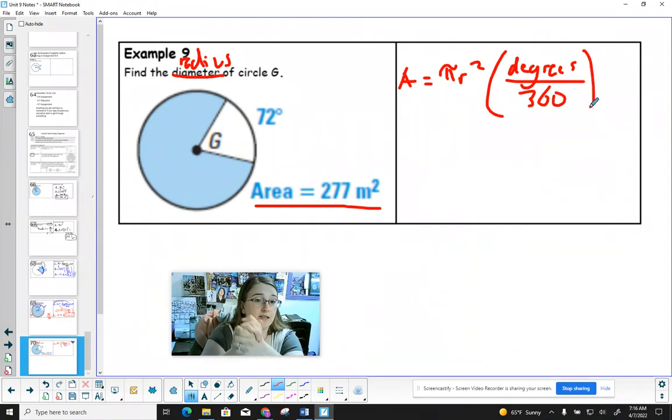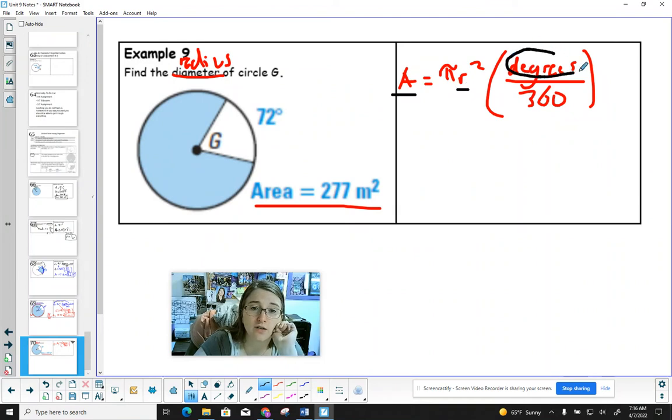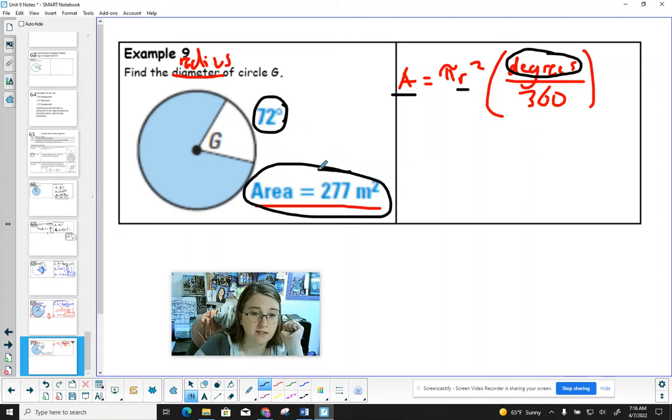So again, we've been practicing this. There's 3 places I can put things. I can put something in A, in R, and in degrees. Look at what we have. We've got 72, and we've got this. They go where they're supposed to go. It's not a choice. Whatever I don't have, I got 3 spots. One of them I'm not going to know. Take a second and plug in. Where does the 72 go?